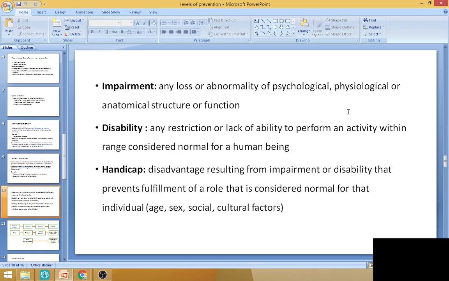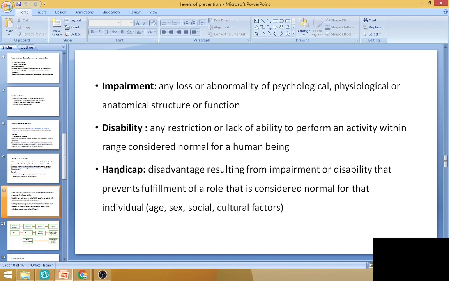Now let's come to this example, impairment. Impairment means any loss or abnormality, it may be psychological, physiological or anatomical structure or function. We call it impairment. By the word disability we mean any restriction or lack of ability to perform an activity within the range considered normal for a human being. It is considered normal for a human being, but the person is not able to perform, lack of ability to perform because of the impairment. That is known as disability.